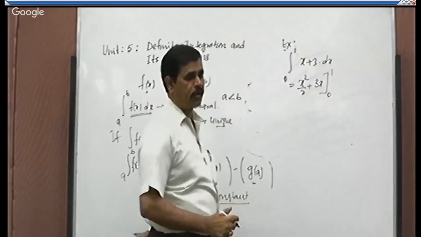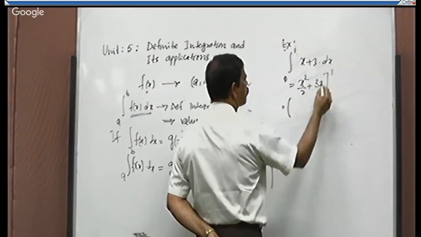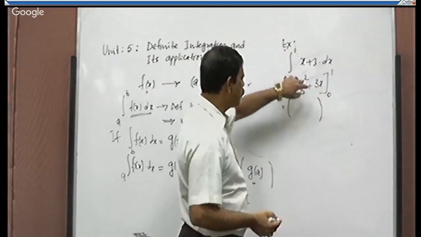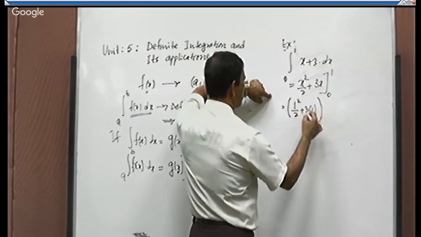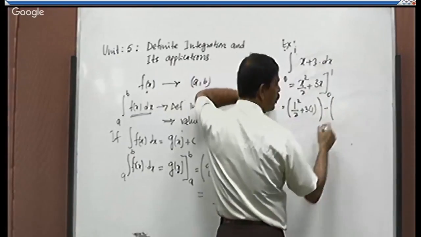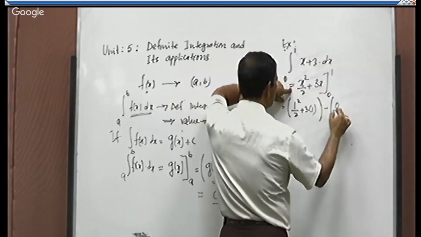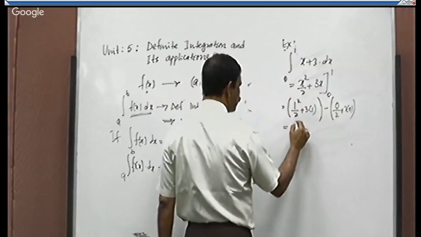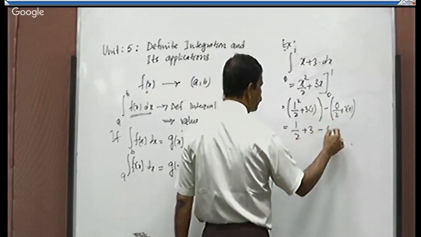Put the limits. So as I mentioned earlier, first you need to substitute the upper limit for all the variables. What is the variable here? x is the variable. 1 squared by 2 plus 3 into 1. This is the upper limit. Put a minus and put the lower limit, wherever we have the x variable, 0 squared by 2 plus 3 into 0. Right? This is equal to 1 squared is what? 1 divided by 2 plus 3 into 1, 3, minus everything is 0.